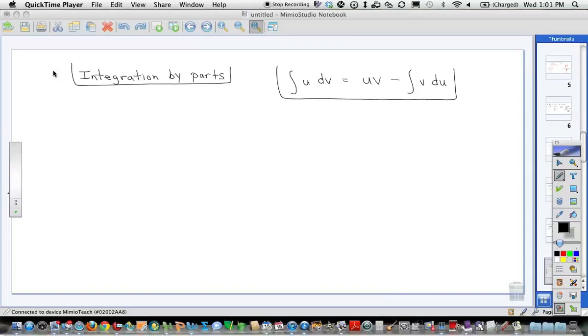Okay? Now, what does that mean? Well, this side over here is our original integral. That's the integral that's in the problem. So we're going to break that into two parts. There's the u part and the dv part. Okay, that's why it gets its name by parts. And what we're going to do is take that original integral and rewrite it as that, which is another integral, but hopefully that integral will be easier to do than the original. Okay?